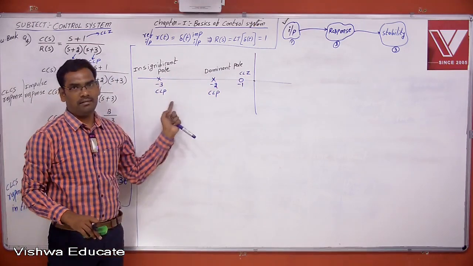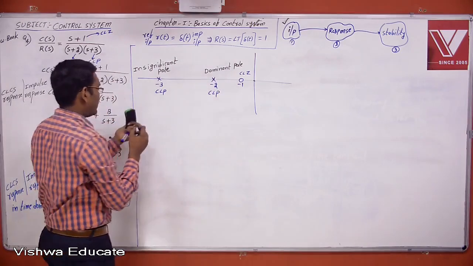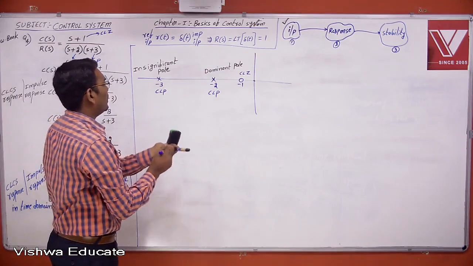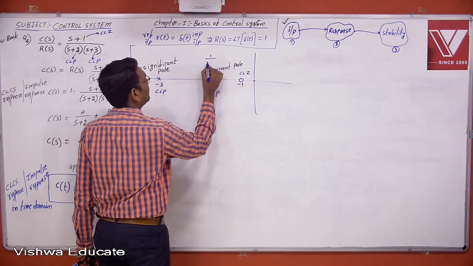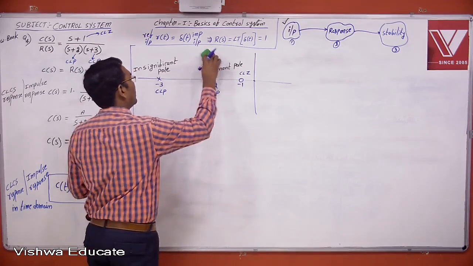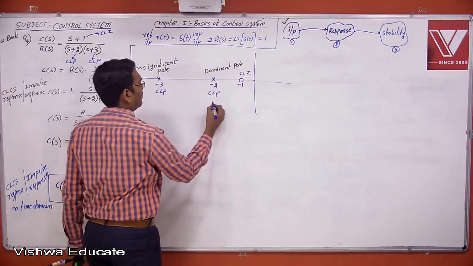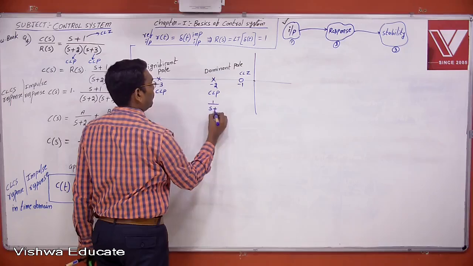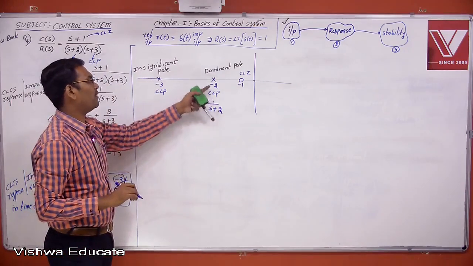But both are closed loop poles. Now the question is, what is the dominant pole transfer function? You know that the dominant pole transfer function is 1 by s plus 2. Pole means denominator, so the dominant pole transfer function is 1 by s plus 2. What is its inverse?